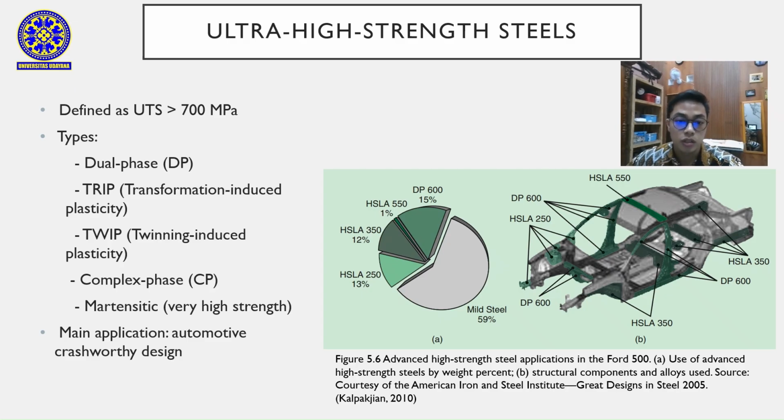This figure shows how different steels are used in a car body. About 59% is mild steel for general structure, while high-strength low alloy and dual-phase steels are used in critical areas like pillars, frame, and reinforcement. These steels provide strength, crash resistance, and weight reduction for safer and lighter vehicles.